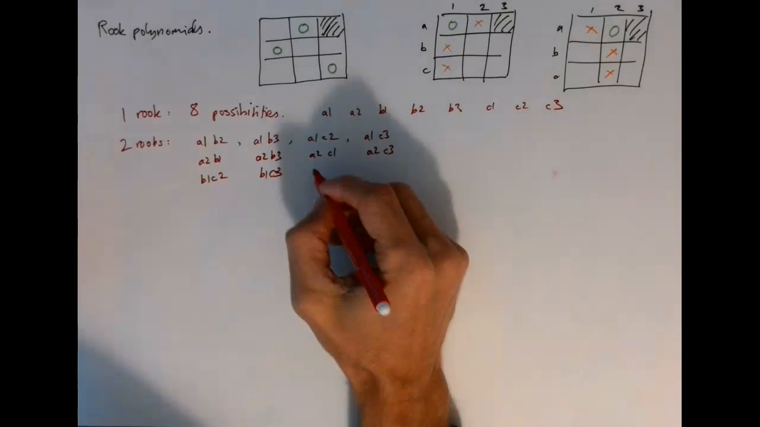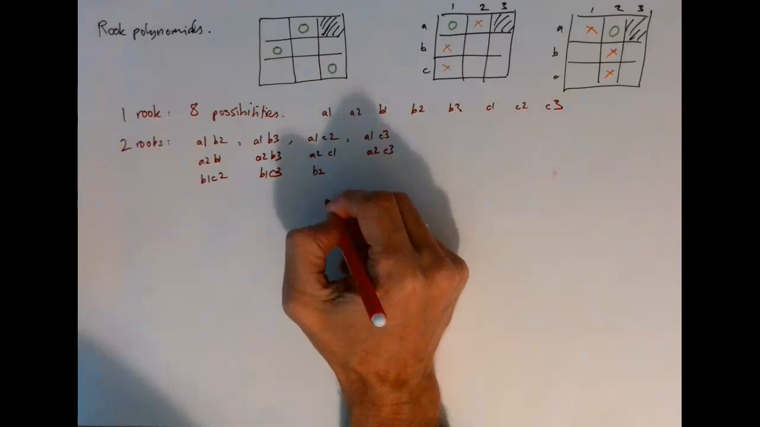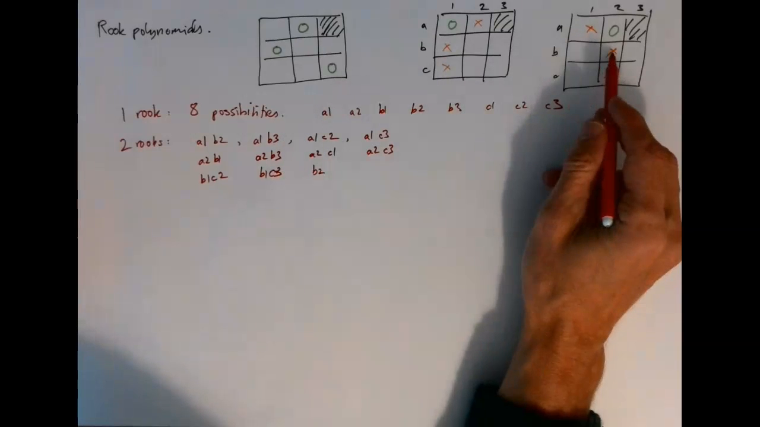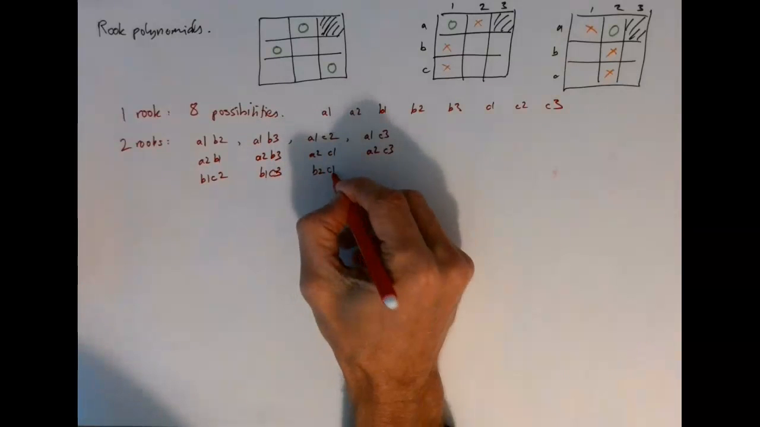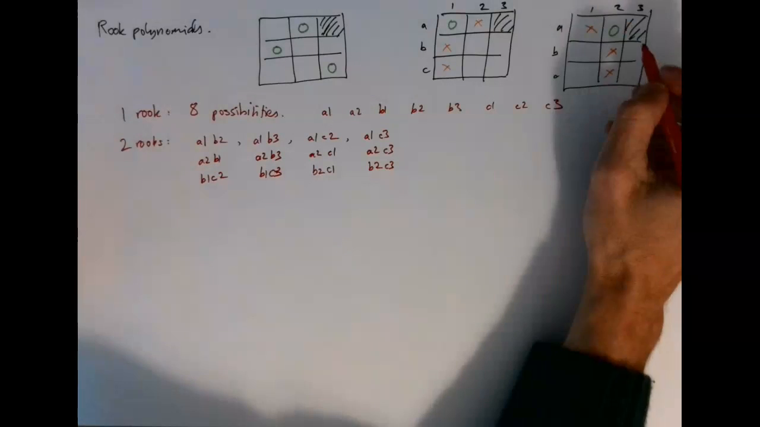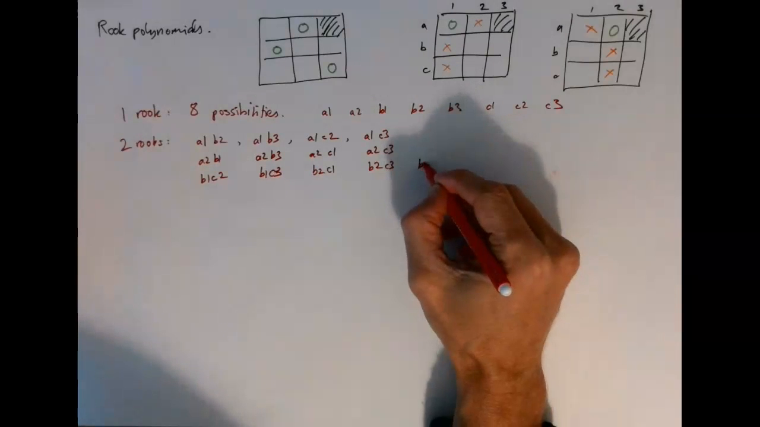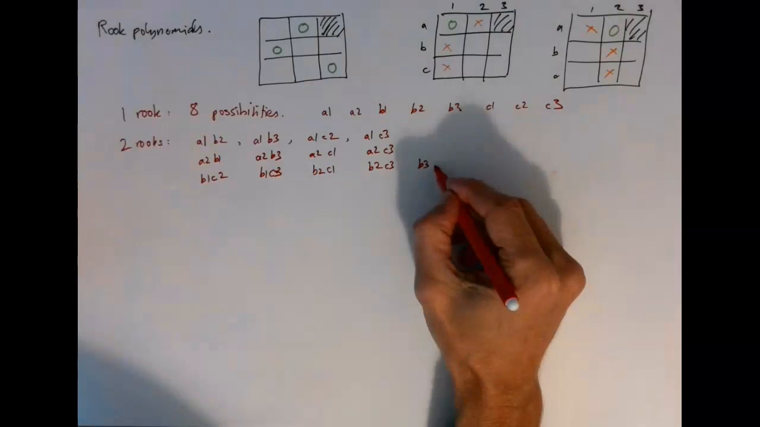Or alternatively, our first rook could be at B2, and then if we go to B2, you get two choices for a rook in the next column. You get B2 C1 or B2 C3, or we could start with B3. And if you start with B3, then you can have a C1 or a C2.